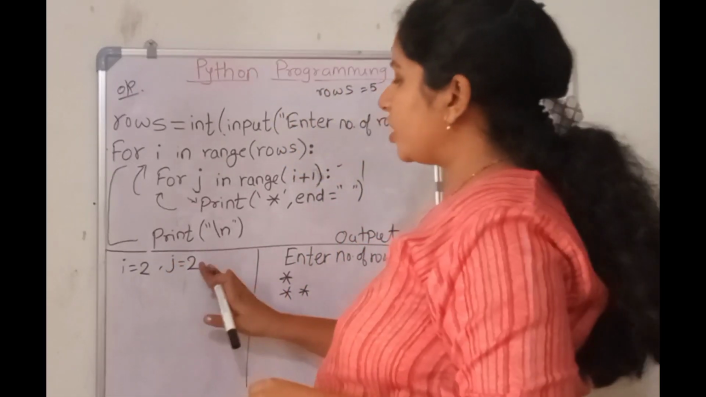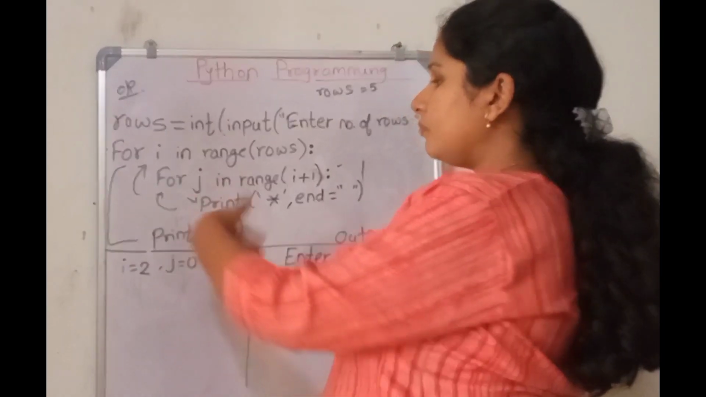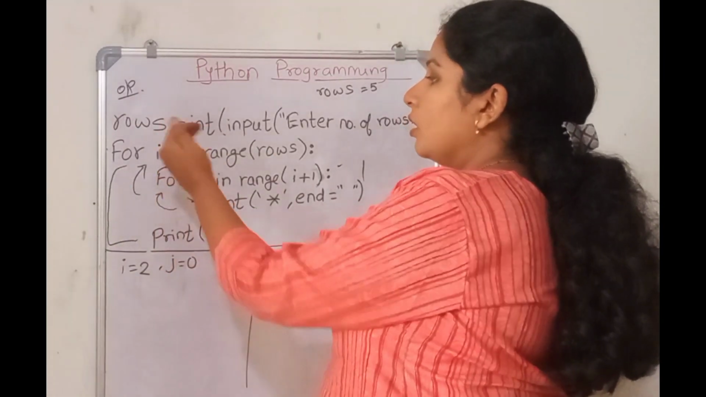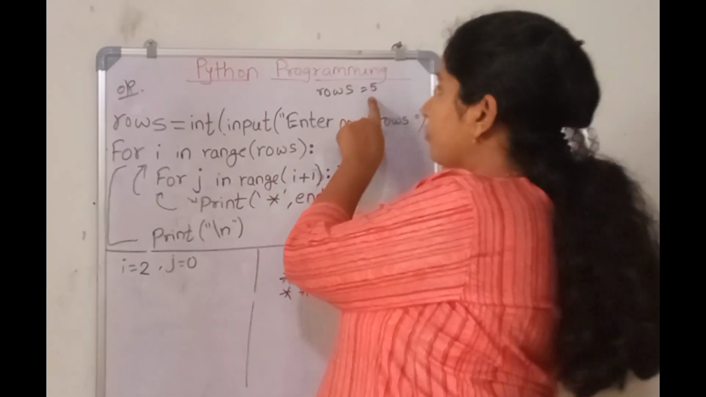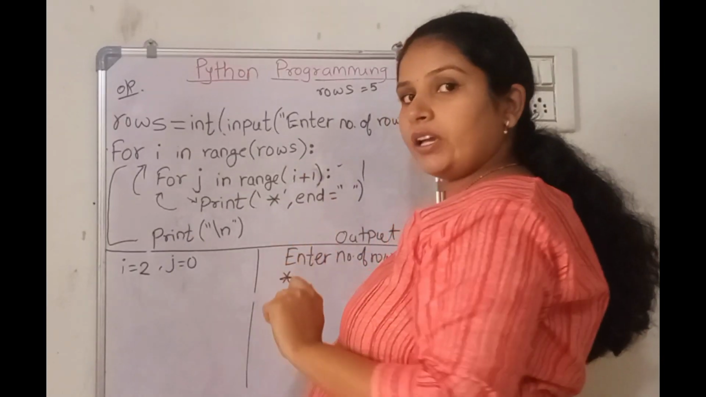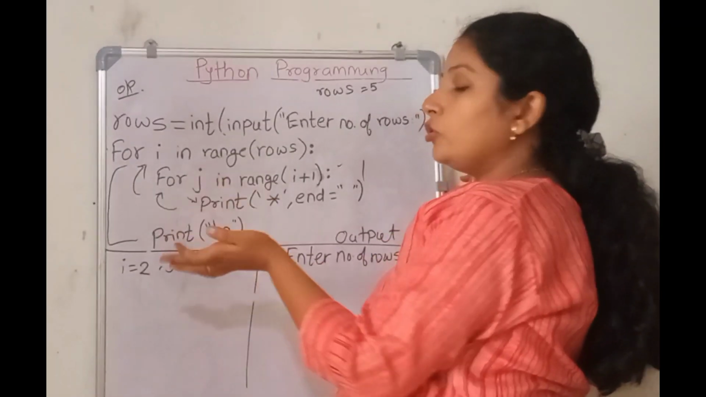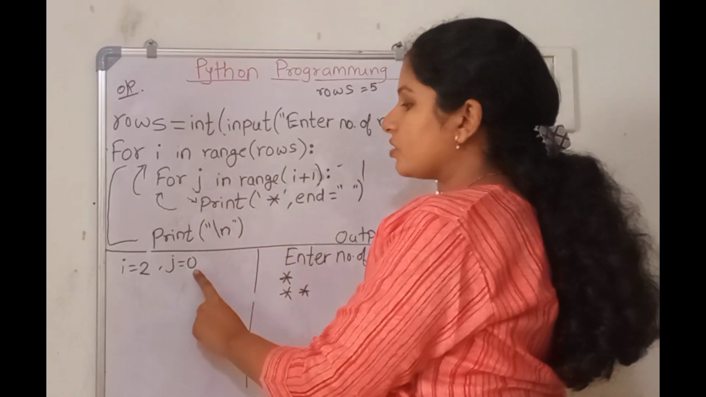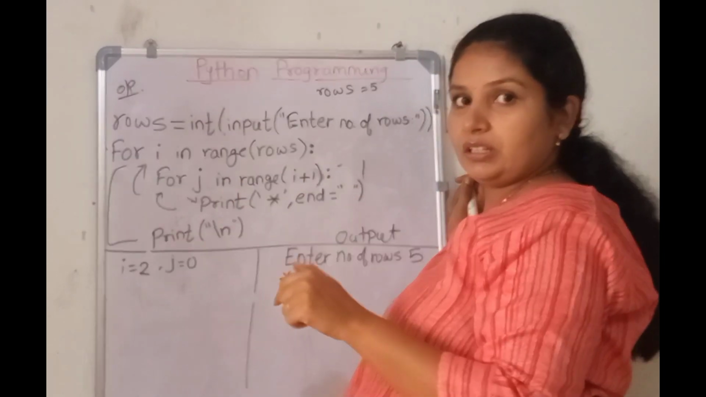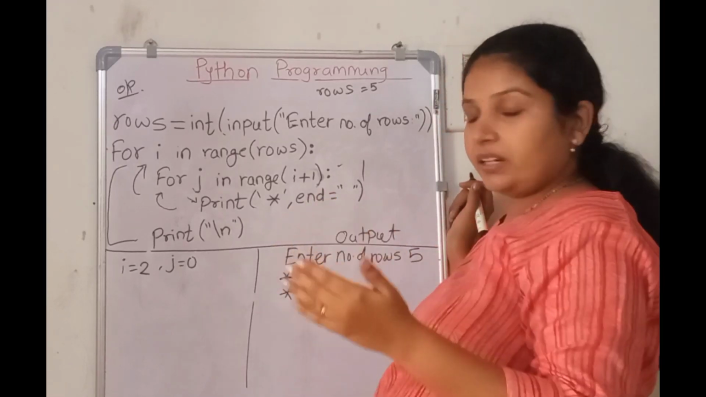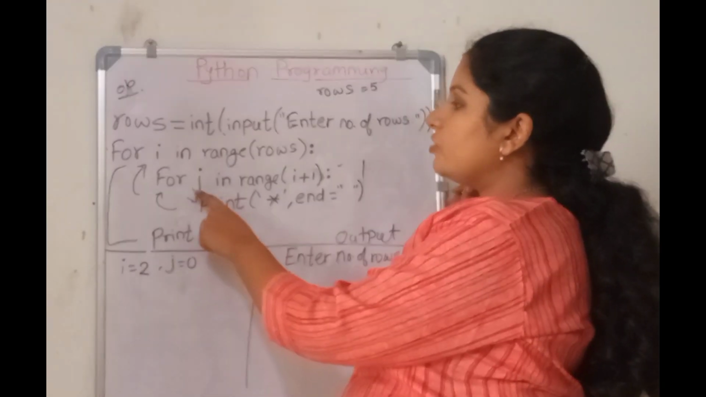I value is 2 and j value will be again 0 because you will start the j again. Going to the i value, same thing, i value is 2, rows is your end limit which is your 5, is 2 less than 5, yes, you are entering in the inner loop. For j, now you are checking the j. J value is 0 in range i plus 1. I is your 2 plus 1, 3. 3 is your end limit. So that means you are printing this statement for 3 times. That is the logic.